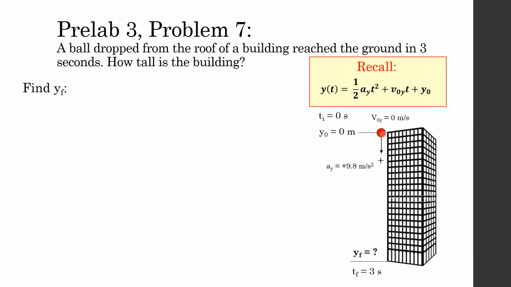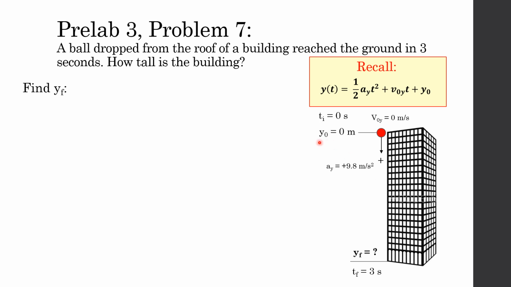And so for me, it makes sense to define down as the positive direction. That way I don't have to work with a bunch of negative numbers. So a_y, or our acceleration in the vertical, is going to be equal to a positive 9.8 meters per second squared, since it is in the downward direction, and the downward direction is defined as positive.